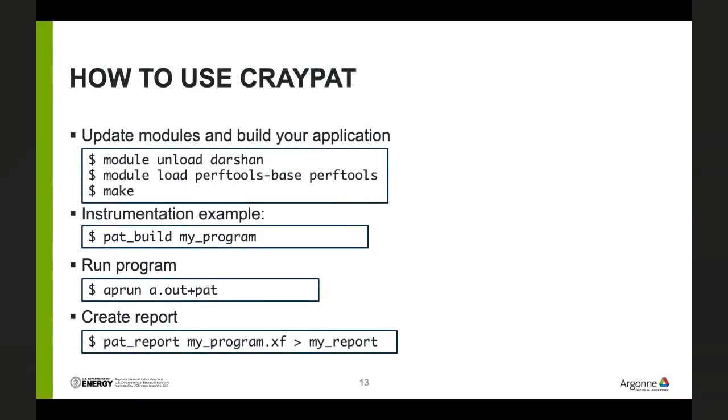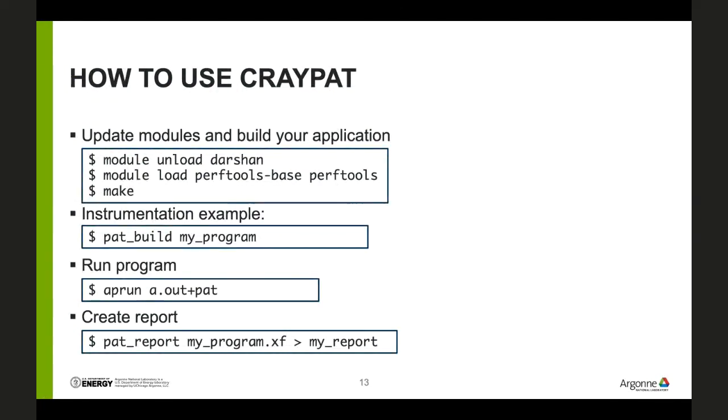This is a simple user guide of how to use CRAYPAT. Again, you need to unload the Darshan module because of the conflict. Then load perftools-base, which is the common module for light mode and in-depth mode. And then you need to load perftools. And you need to build your application again with these modules.